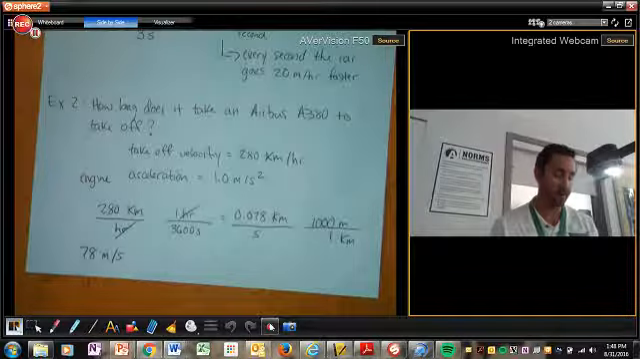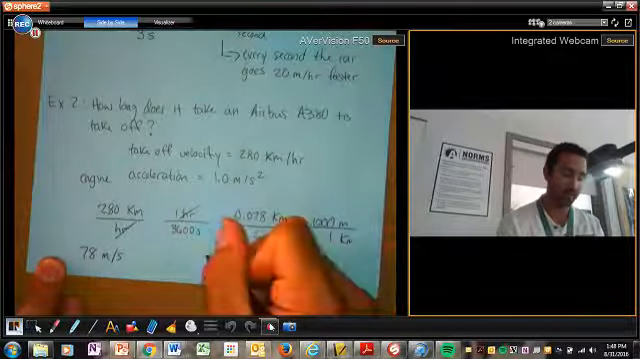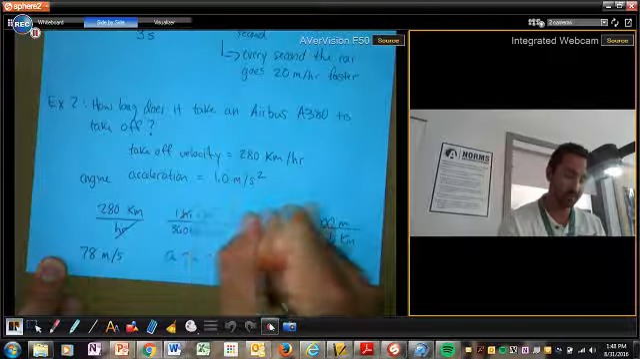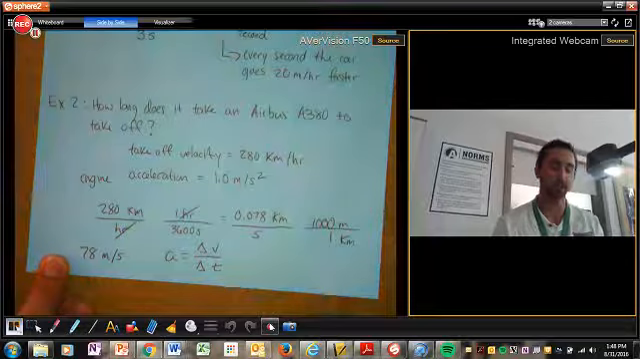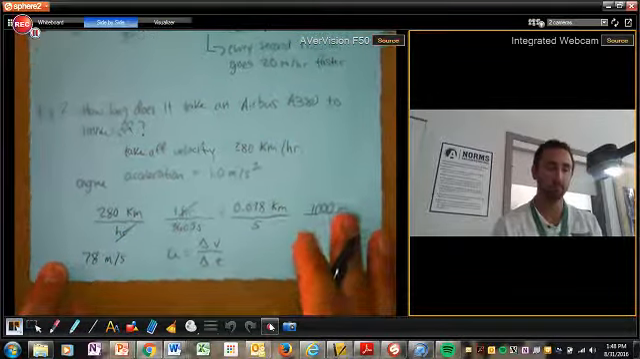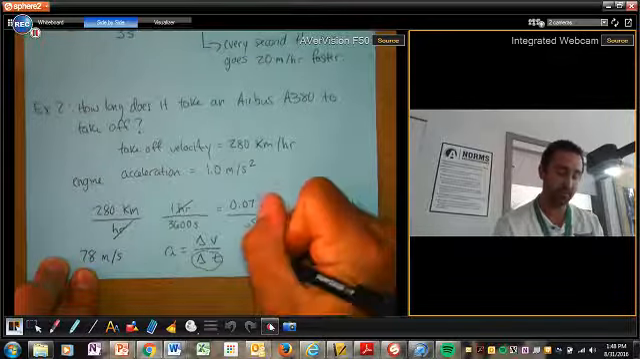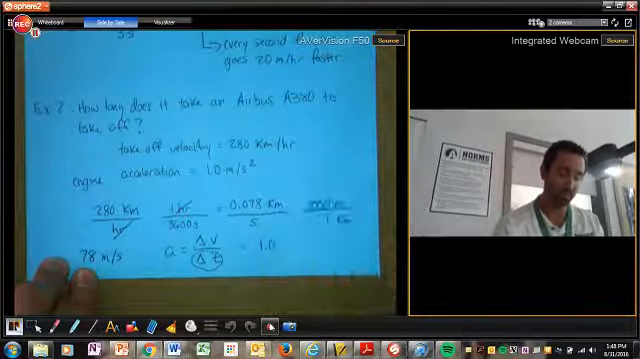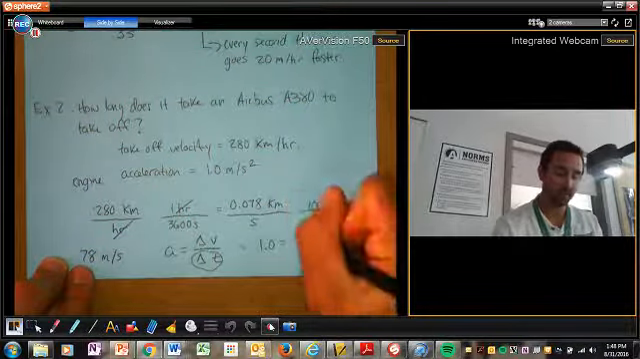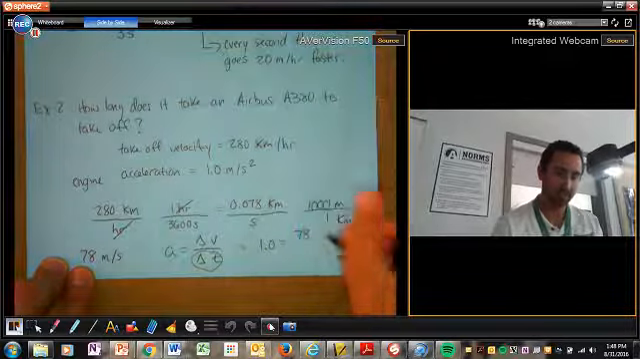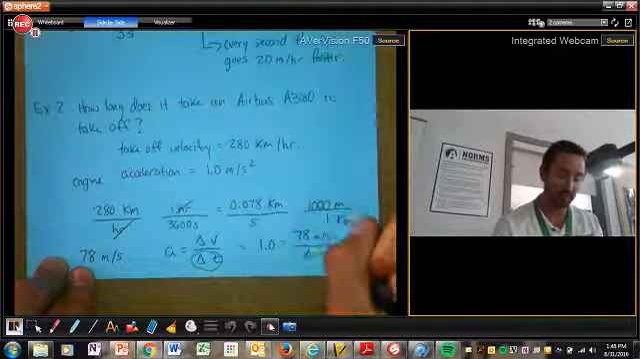If that's my change in velocity, how do I figure out, if this is my equation, change in velocity over a change in time, what am I looking for here? I'm going to look for my time. I know my acceleration, which is 1. So 1 is equal to, what's my change in velocity? I have to get from 0 to 78. So that 78 goes on top. That's meters per second. And then I'm solving for time.